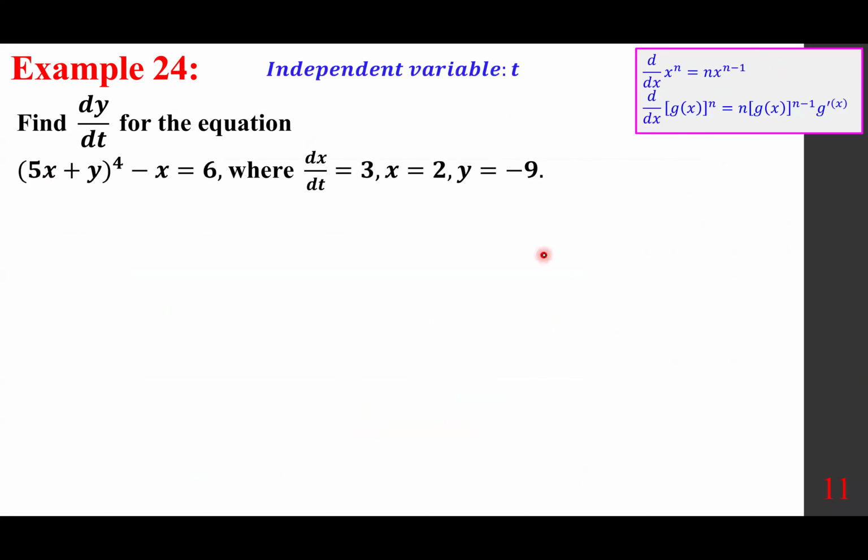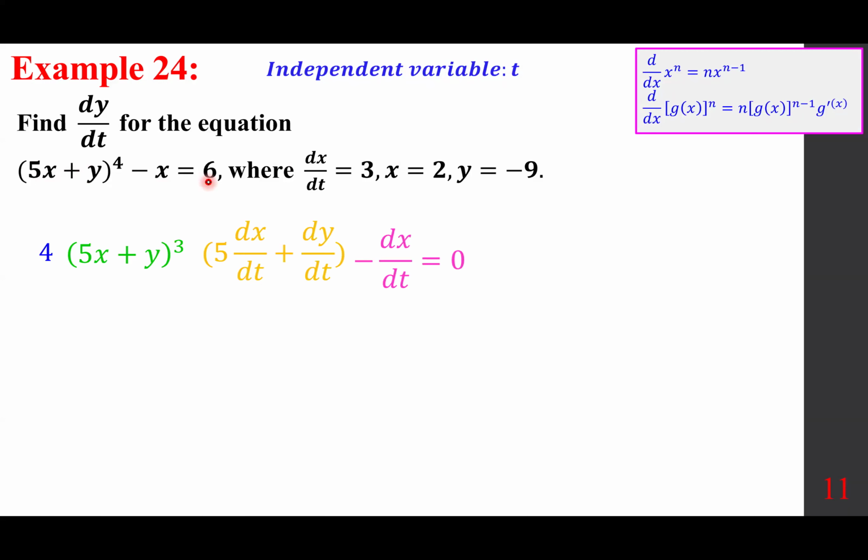I want to find dy/dt in this case. Needless to say, the moment you see dy/dt, what is the independent variable? t. So to differentiate this, we're going to use the extended power rule: 4 times the same thing cubed. But now the derivative of 5x and y: this is 5 dx/dt, this is dy/dt, and that's what I mean. Pay attention to the independent variable. And so minus dx/dt, and any number results in 0, you are done.